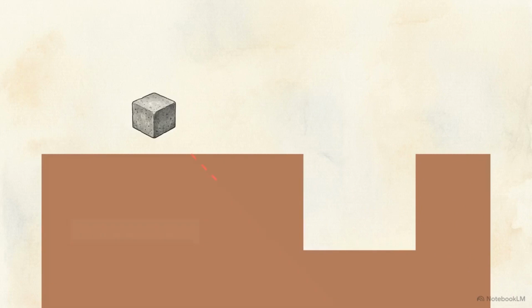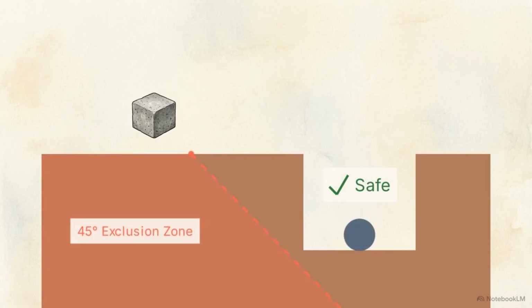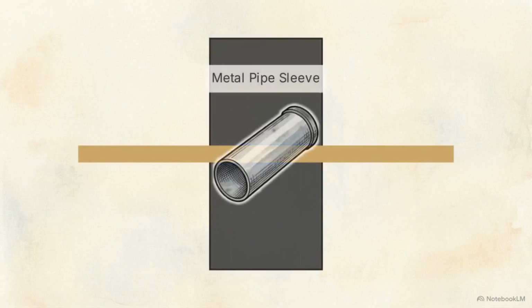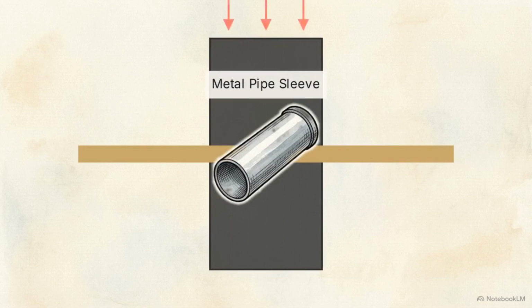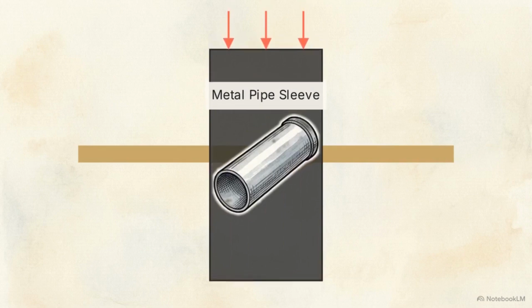This diagram shows the 45-degree rule for trenching. If a pipe trenches deeper than an adjacent footing, it must remain at least 45 degrees away from that footing to prevent undermining the building's foundation. Pipes passing through concrete or masonry walls require physical isolation. Embedded metal pipe sleeves are mandatory to allow for structural movement without transferring crushing forces directly to the plumbing line.